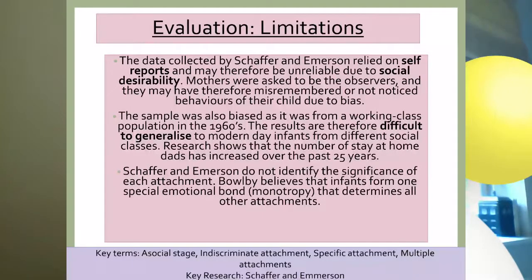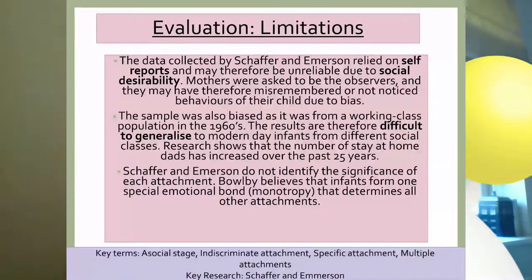The sample was biased as well because it was done on working class individuals, so it's difficult to generalise this to modern day infants, especially because it was done in the 1960s where mothers were primarily staying at home and caring for their infants because the female workforce wasn't as big as it is these days. So it could be that we've got more stay-at-home dads now, so if we did the research again now, we might find that infants have multiple attachments earlier on.